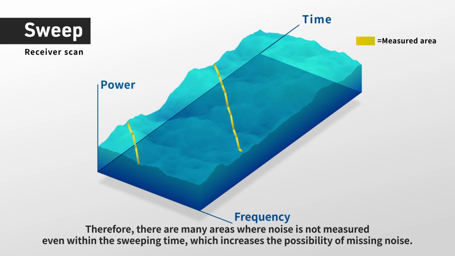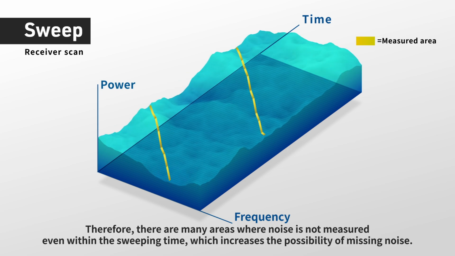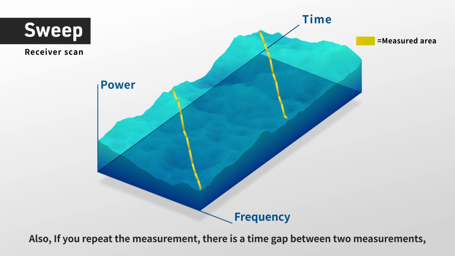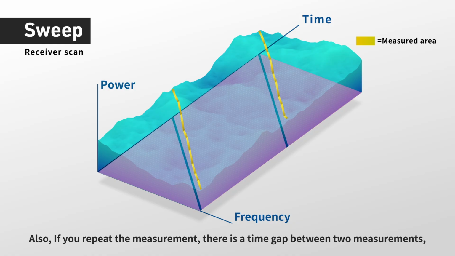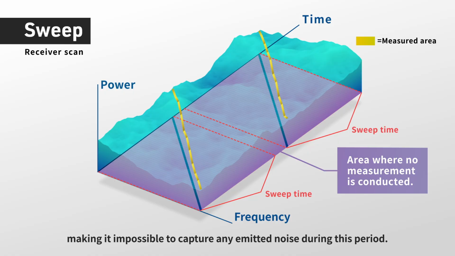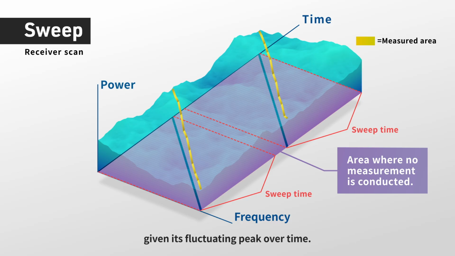Therefore, there are many areas where noise is not measured even within the sweeping time, which increases the possibility of missing noise. Also, if you repeat this measurement, there is a time gap between 2 measurements, making it impossible to capture any emitted noise during this period. Even if by chance the noise is identified, its consideration for the final measurement remains uncertain, given its fluctuating peak over time.